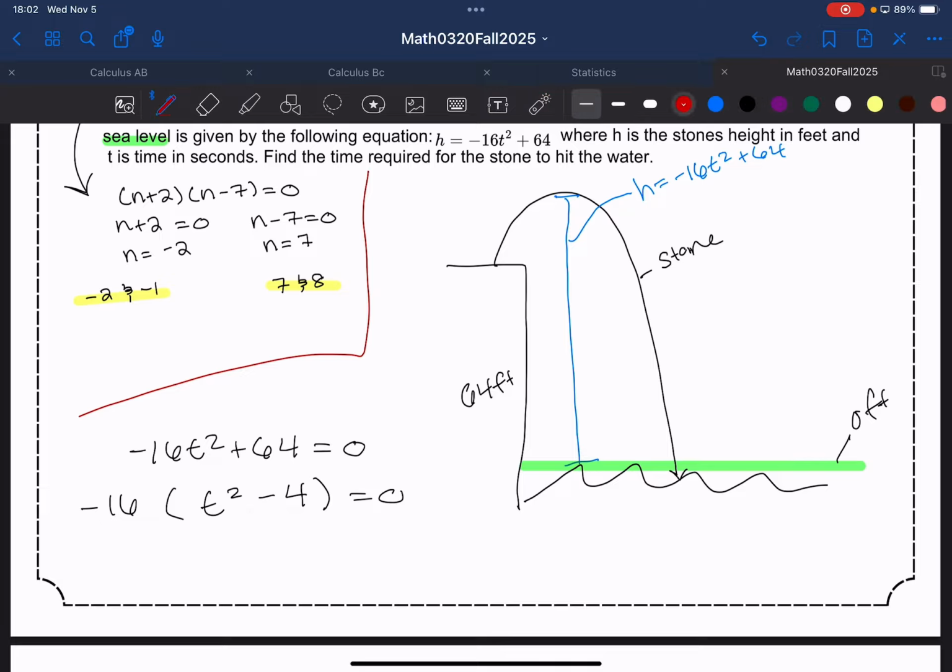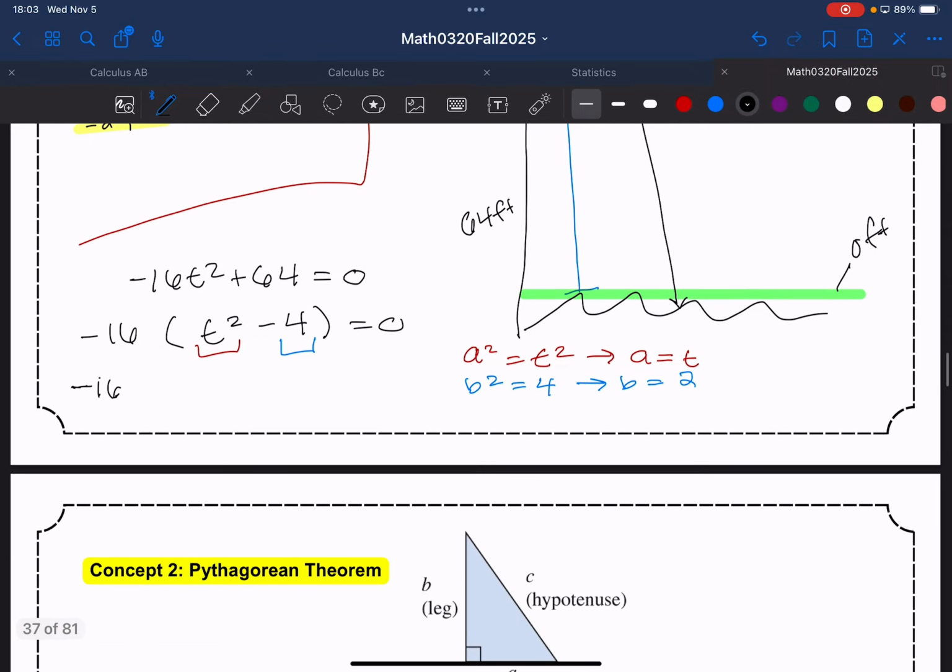So I would say off to the side that a squared, which is that first part, is equal to t squared, which means a is equal to t. And then b squared is equal to 4, which means b is equal to, because we take the square root of each of them. Okay. Which means we have negative 16. And then what would my 2 parentheses be? Good. T minus 2 and t plus 2.